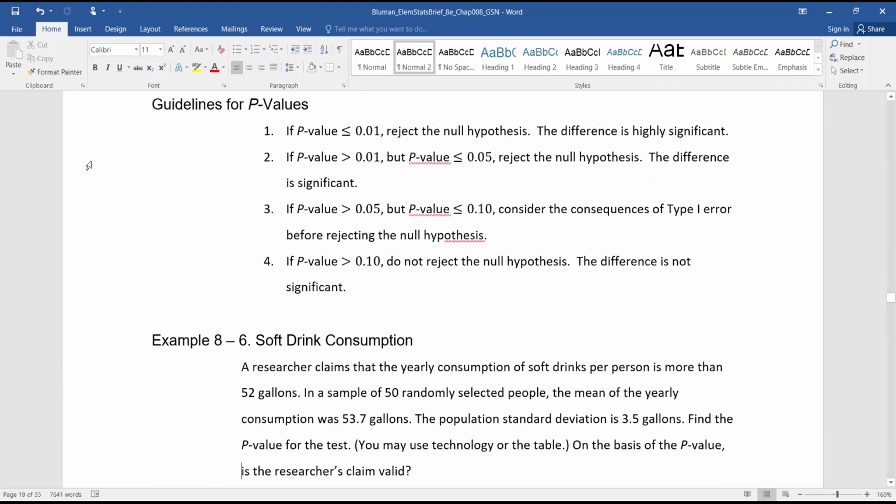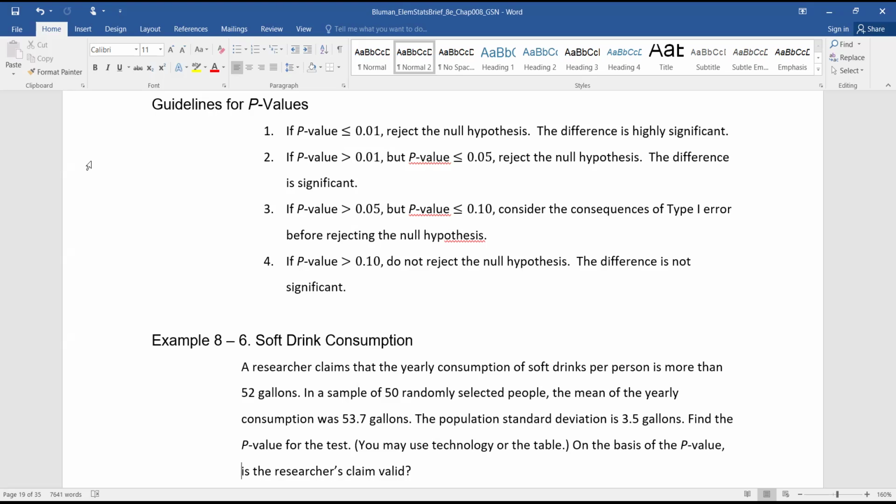All right, guidelines for p-values. If the p-value is less than or equal to 0.01, we reject the null hypothesis. The difference is highly significant. So just flat out, regardless of what alpha is, if it's less than 0.01, you're rejecting it. If the p-value is greater than 0.01 but less than 0.05, then we could reject the null hypothesis, and the difference is just significant, depending on what you're looking for. If you're looking for something 5% or less, then we can reject it, but it's not highly significant.